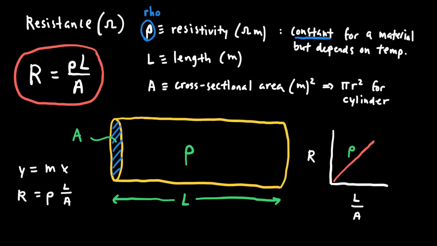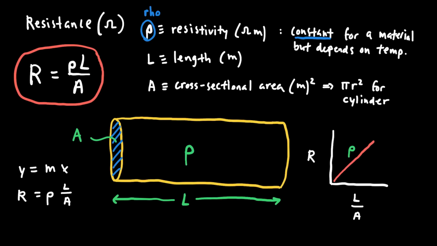There is a dependence that can change the resistivity a little bit, that has to do with temperature. And so there's a relationship there between resistivity and temperature, but we will typically think of resistivity as being constant and depending only on the type of material.